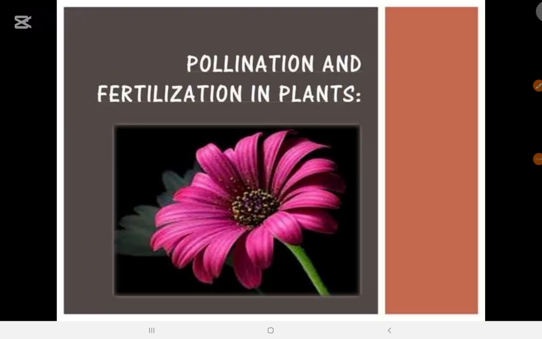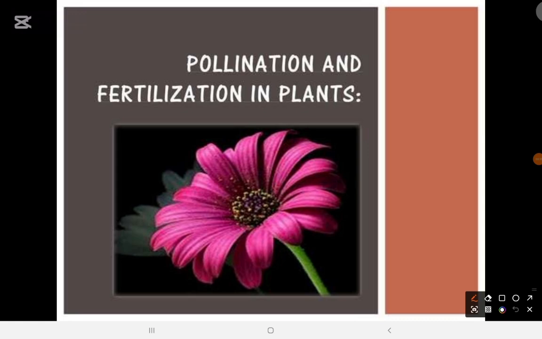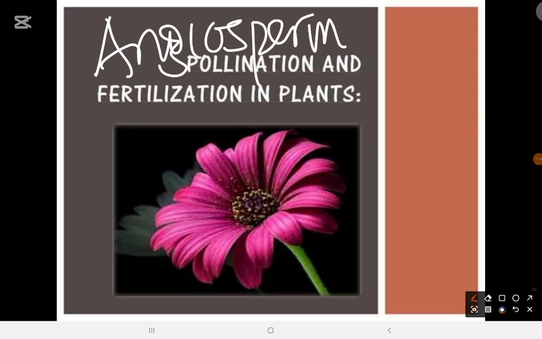Now, you see, in order to understand what fertilization and pollination is, we have to first understand the fact that this process takes place in flowering plants because the flower is the reproductive part of the plant. We call plants that produce flowers flowering plants or angiosperms. So angiosperms are a group of plants that bear flowers.